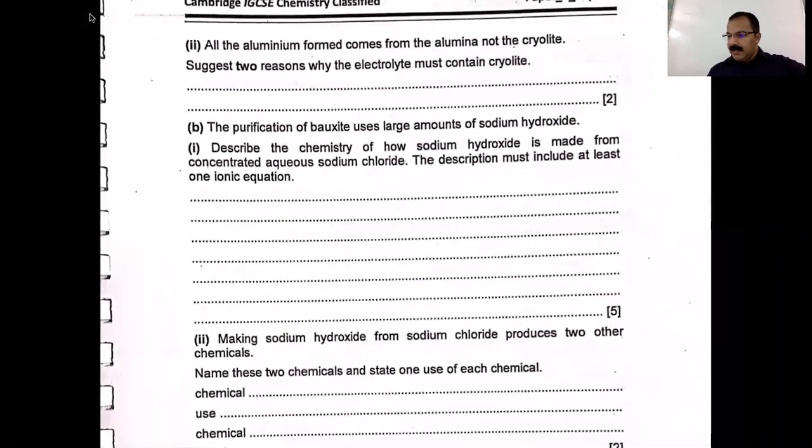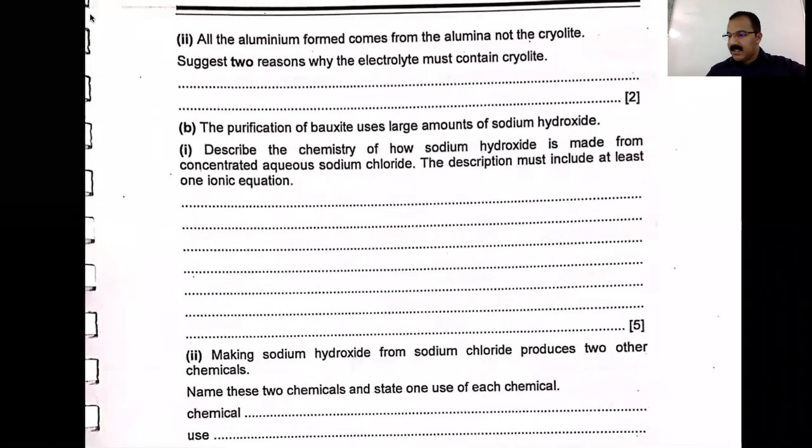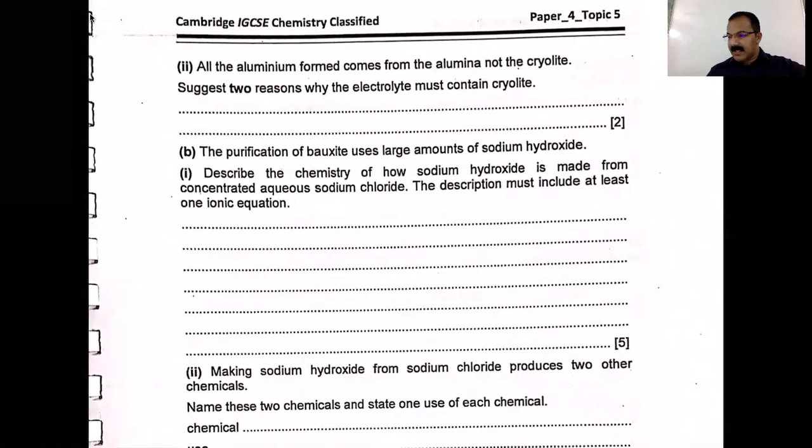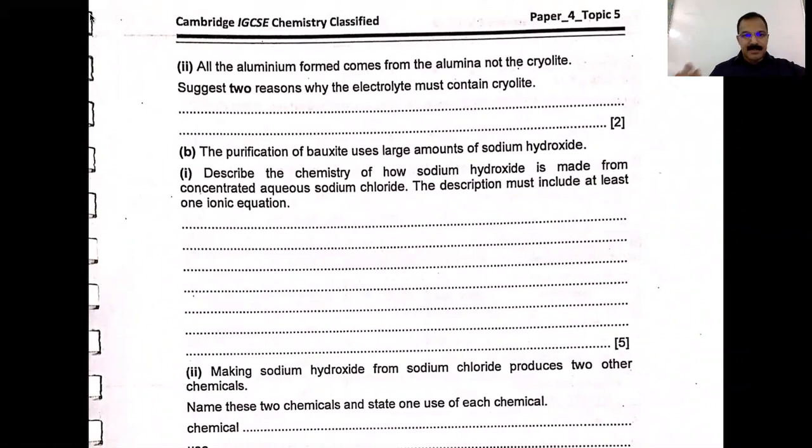All the aluminum formed comes from the alumina, not cryolite. Suggest two reasons why the electrolyte must contain cryolite. We have already answered it: to reduce the melting point and also to reduce the amount of electricity required by reducing the melting point. Second is to increase ionic mobility.